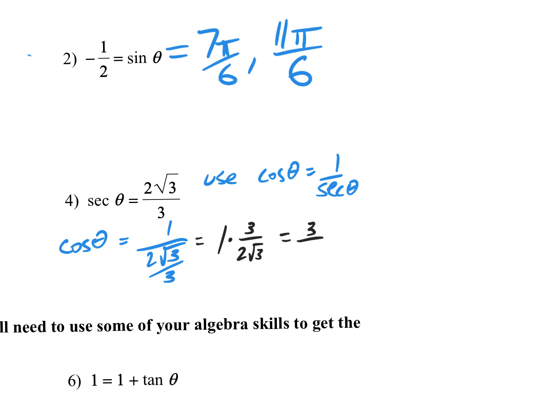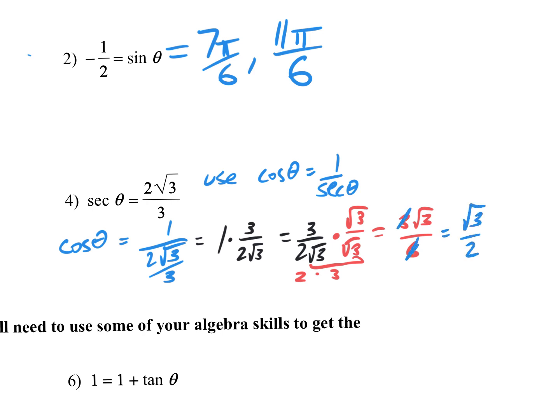And so we get 3 over 2 root 3, but this is ugly, and we need to simplify it before we can find it on our circle. So let's multiply by root 3 over root 3. We get something like this: 3 root 3 over, this makes a normal 3 times 2, which will be 6. And that fraction finally will reduce to this, root 3 over 2.